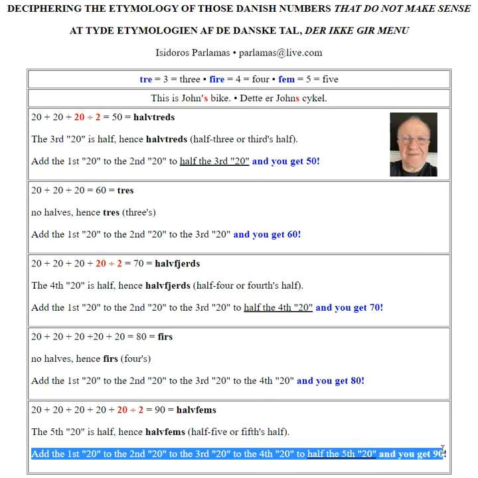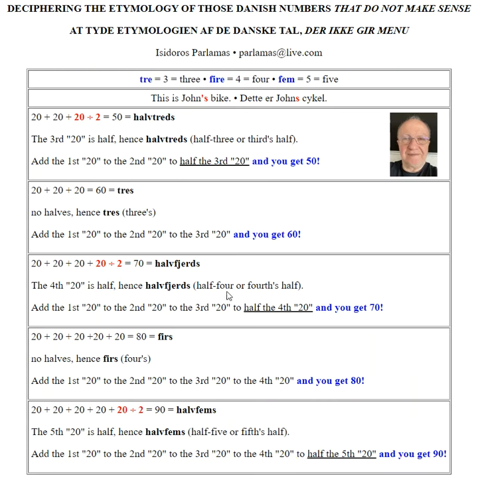It's all consistent, and there's no doubt that we have deciphered the etymology of those Danish numbers that do not make sense, which actually, as we see now, do make sense. And it is fun. It's a good feeling to have deciphered the origin of the names for 50, 60, 70, 80, and 90.